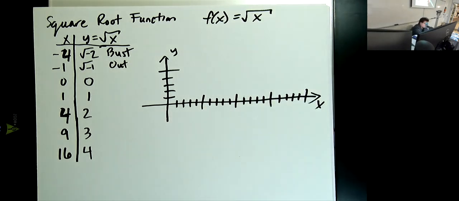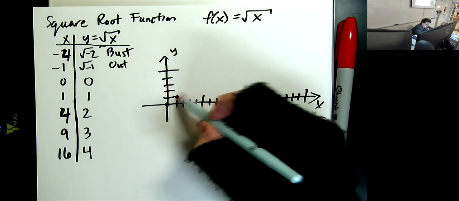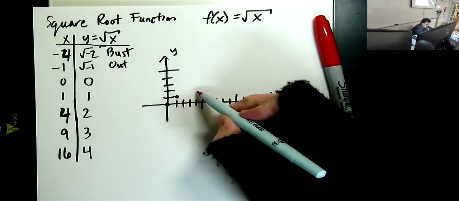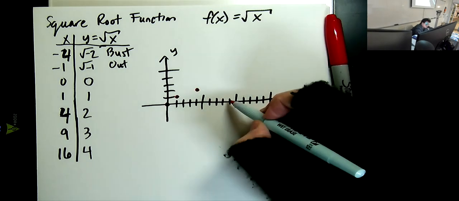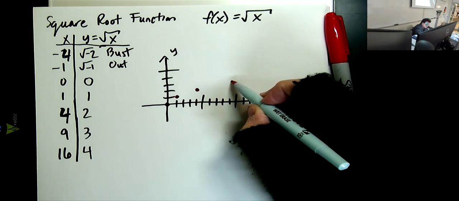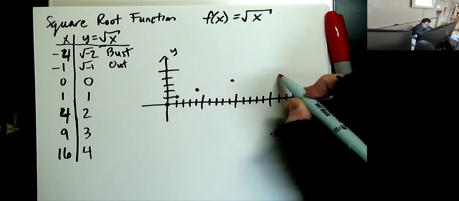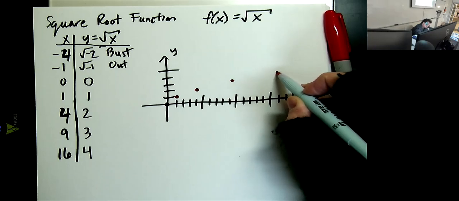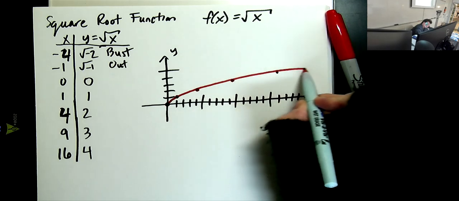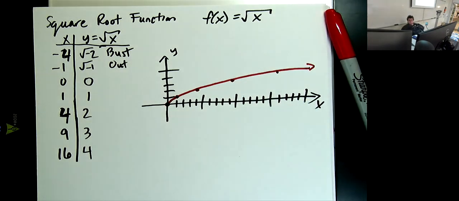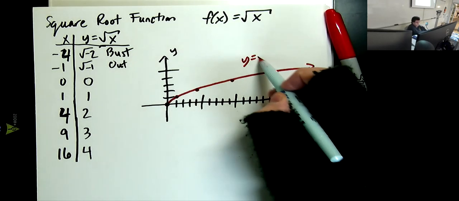And if I start plotting them, that's all you can really do. 0, 0, 1, 1, 4, 2, 9, and 3. 16 is way over here, and it's up to 4. That is the graph of y equals square root of x.